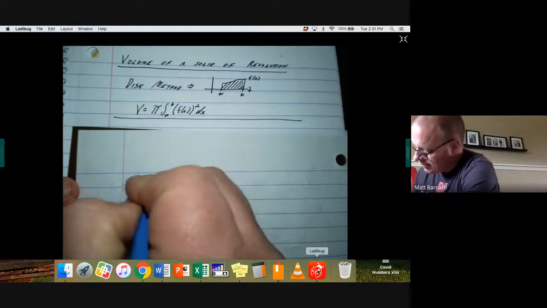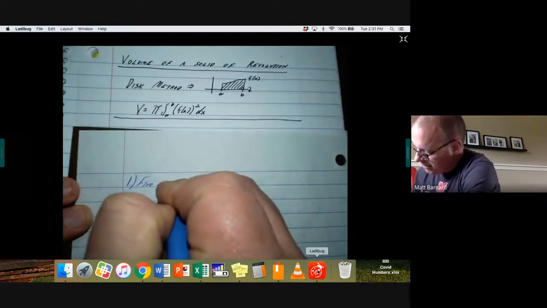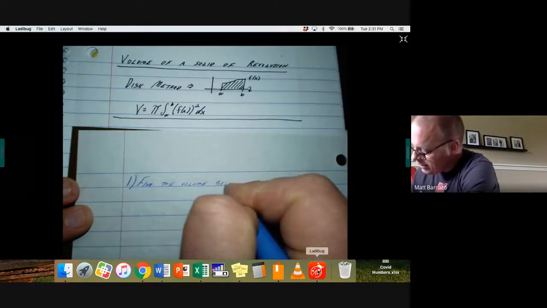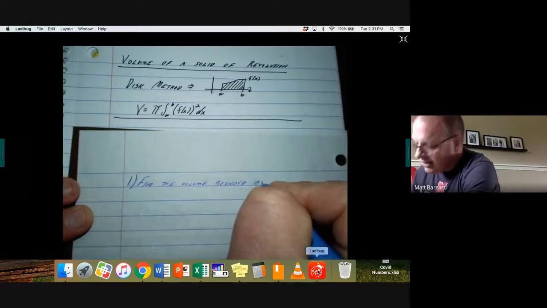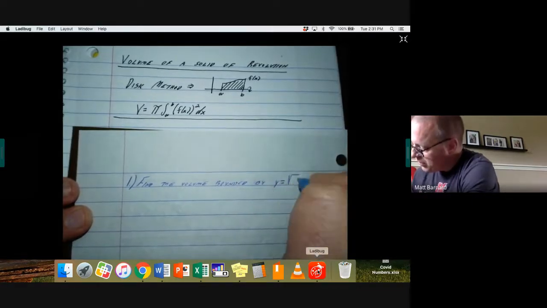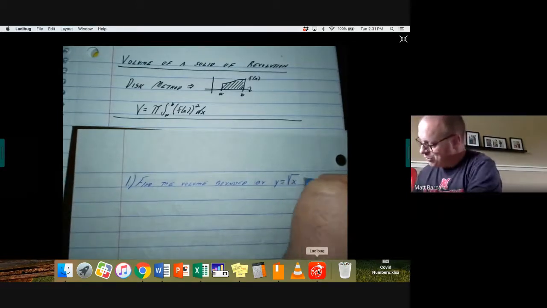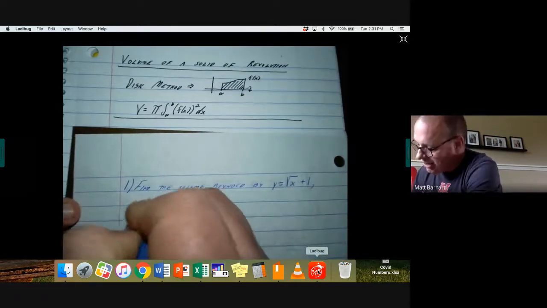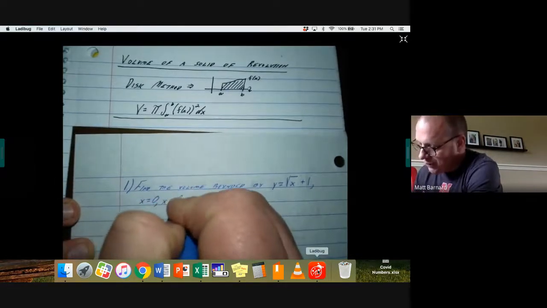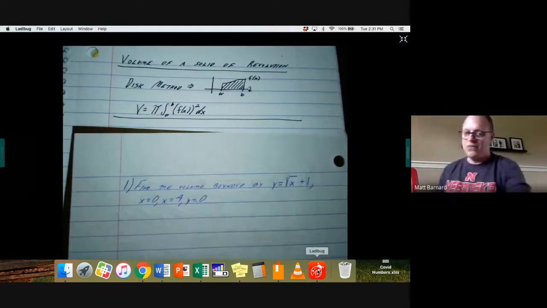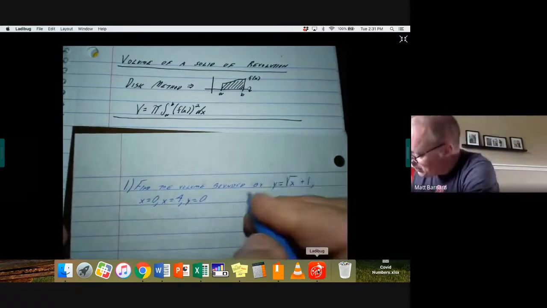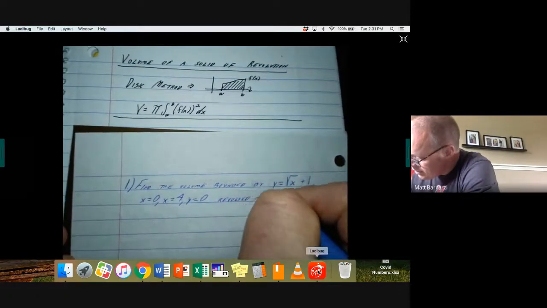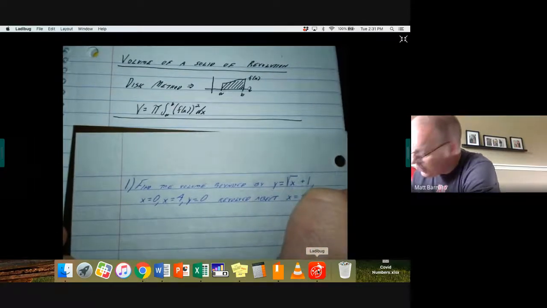One of two. Find the volume bounded by y equals the square root of x plus 1. We're going to add a little something to that this time. x equals 0, x equals 4, y equals 0. We have all of those boundaries. And what are we going to do with it? We're going to revolve about x equals 4. Whew.